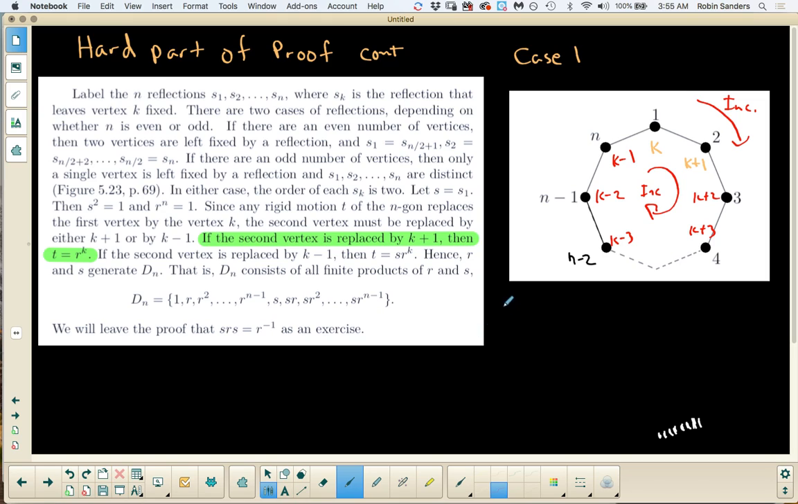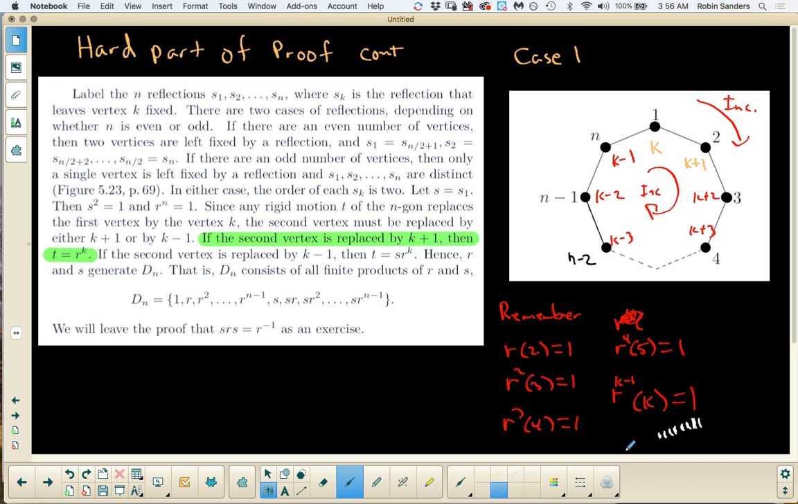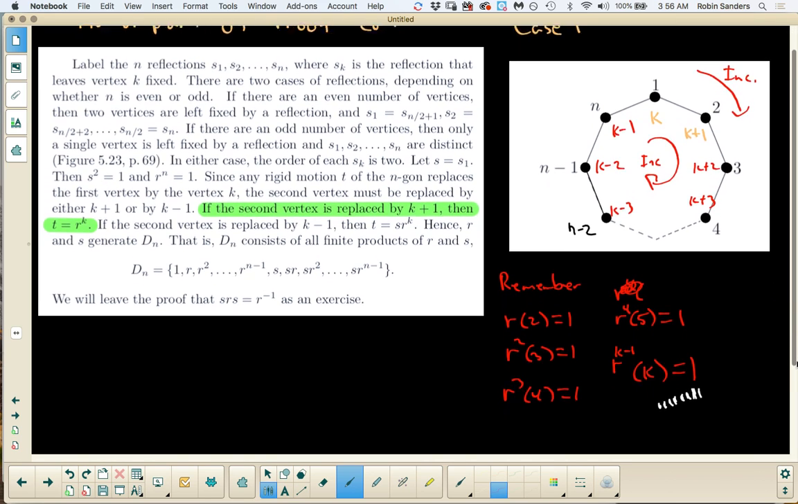Now, I want to remember something from the last video. R sends 2 to 1, r squared sends 3 to 1, well, let's start with r cubed. R cubed sends 4 to 1, r to the 4th sends 5 to 1. In general, r to the k minus 1 sends k to 1. And I kind of want to look at why that works.